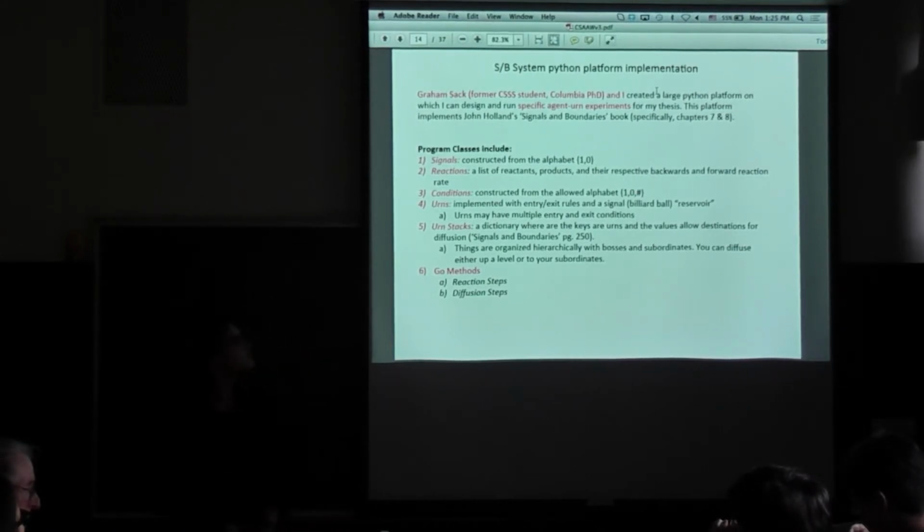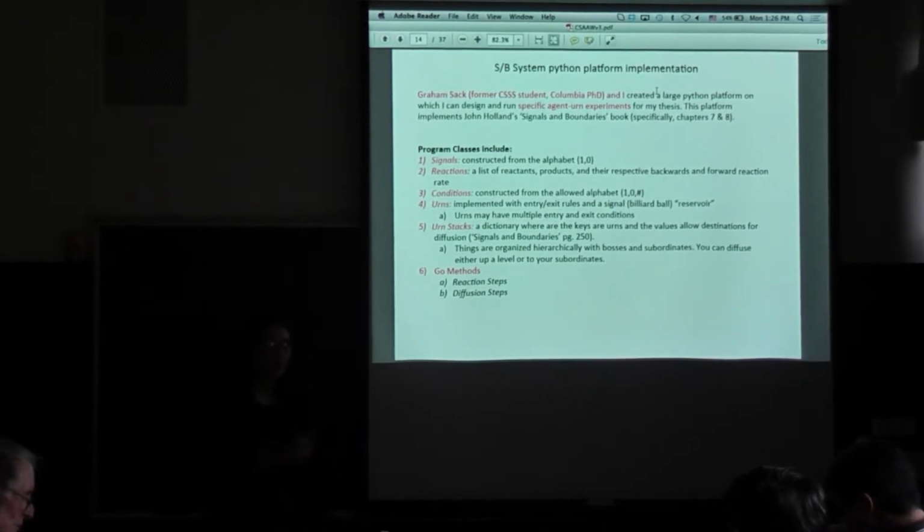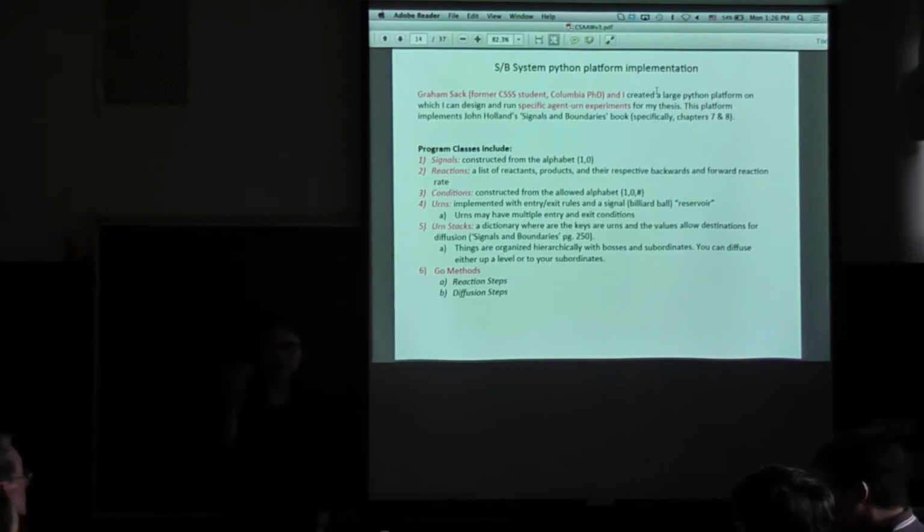The basic programming classes are signals, constructed from the alphabet, and reaction, which is a list of reactions and the respective background for reaction rates. Then conditions, constructed from the alphabet and hashtag. The conditions are used primarily to build the urns. And the urns are implemented with those entry-exit rules, a signal ability, and a signal reservoir. So it tells you what the conditions are and then what balls are within the urn. And then there's an urn stack which tells you who the parent of the urn is and who the child of the urn is. The other main class is the go method, which is where the reaction diffusion steps occur.